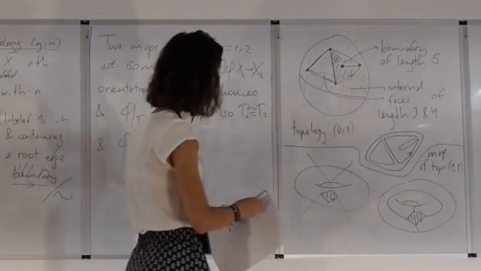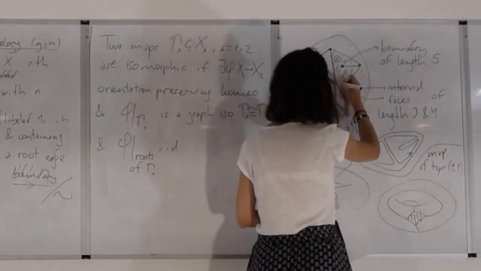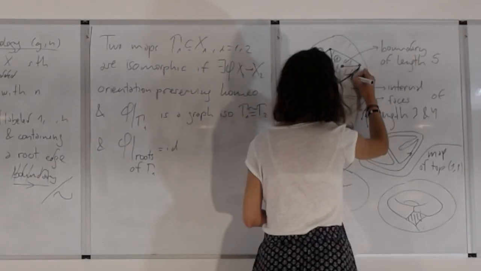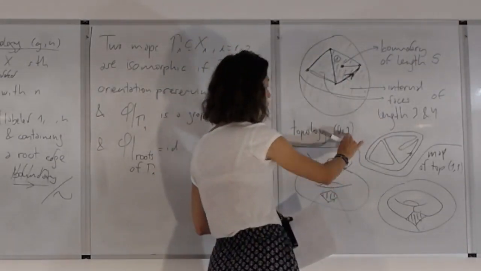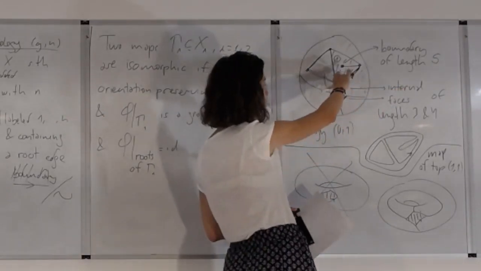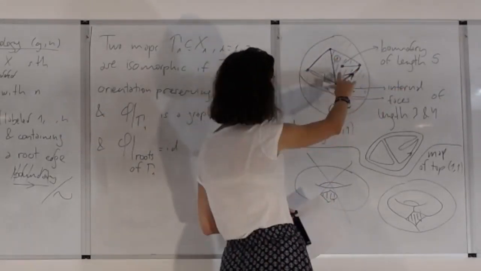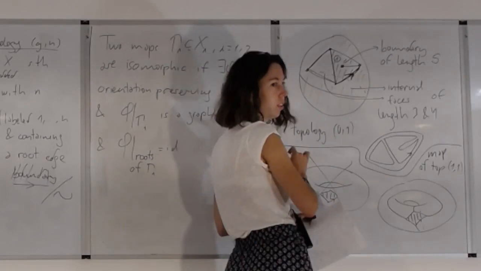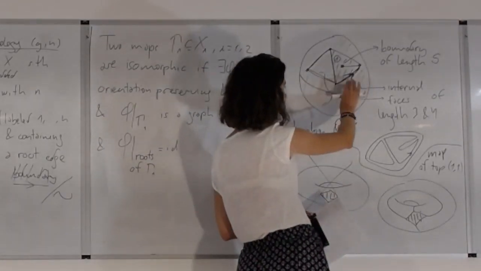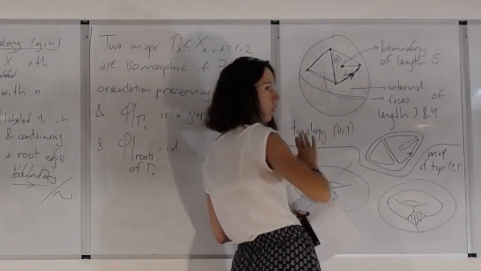Yes, the root is this marked edge. So this is topology 0, 1, meaning that you have one boundary. How do you determine the boundary? You choose one of the faces and you mark an edge on it, in such a way that you put an arrow on one of the edges so that the marked face sits on the left.